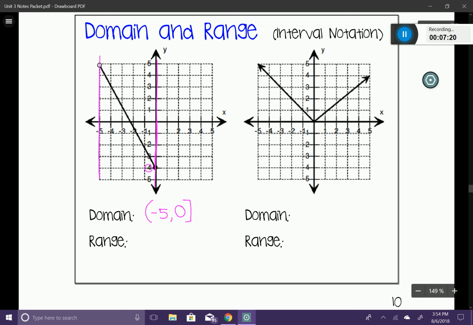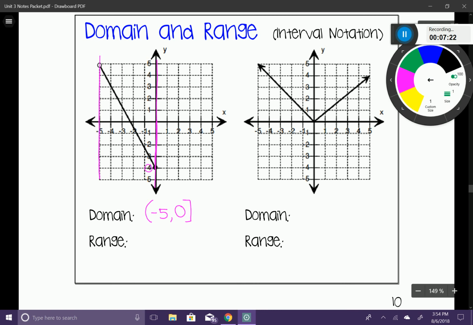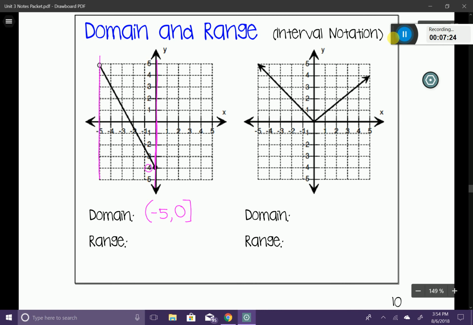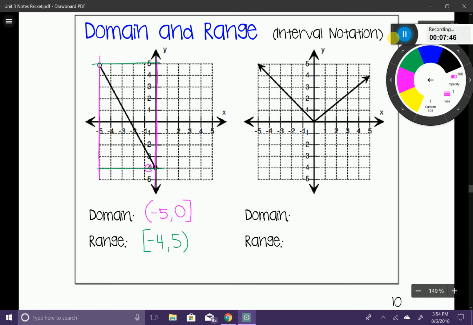When it comes to my range values, here's my highest point, and here's my lowest point. So my lowest point is going to be -4. And that is going to be a closed dot, so that's going to be included. My highest is going to be 5, and you can see that that point is not included, so I'm going to use parentheses. There's a lot of thinking involved here.